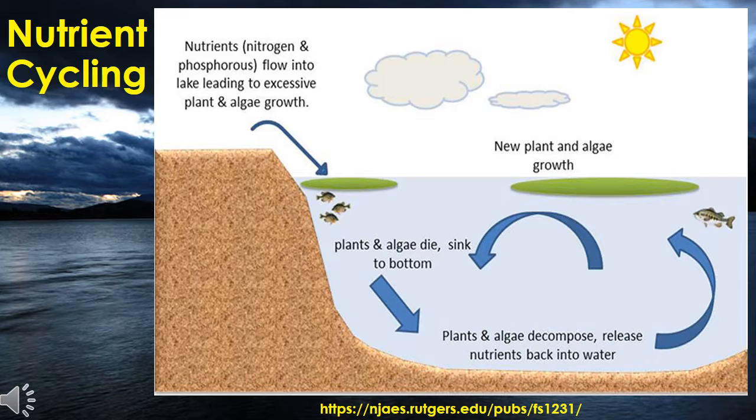Nutrient cycling. When nutrients such as nitrogen and phosphorus flow into the lake, leading to excessive plant and algae growth, they die, they sink to the bottom. When they decompose, they release nutrients back into the water. That fuels new plant and algae growth, and when those die, it repeats the process.